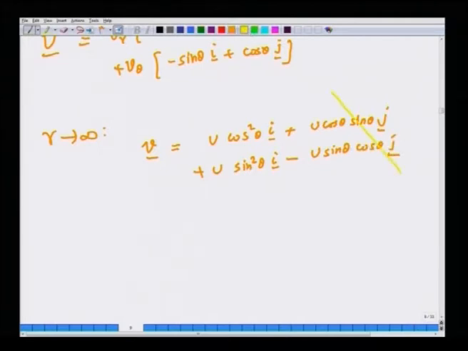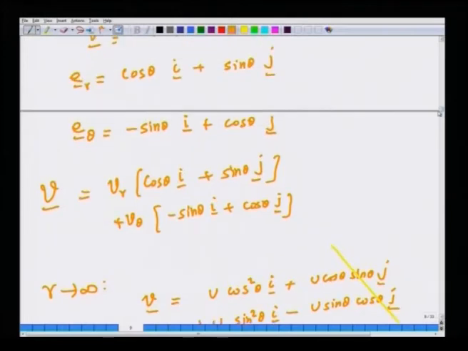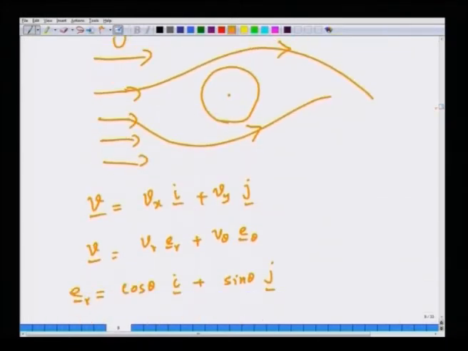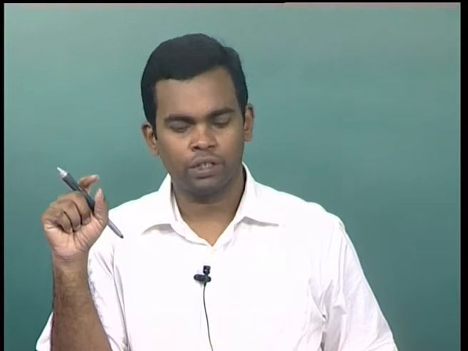So, these two terms will cancel to give the velocity to be just u times i. It is the uniform flow. Essentially we have solved for the velocity field for flow around a cylinder in the potential flow regime by simply superposing the uniform flow far away with a doublet at the origin, and that gave rise to a closed streamline of radius square root of lambda by u, where lambda is the dipole strength and u is the strength of the uniform flow, and this gave rise to flow past a cylinder.